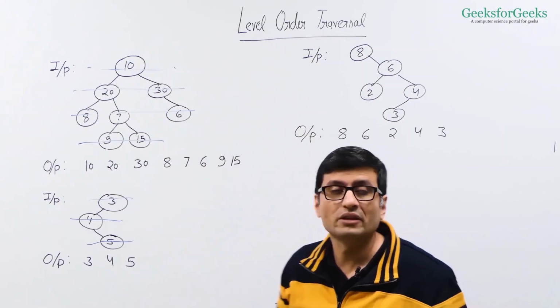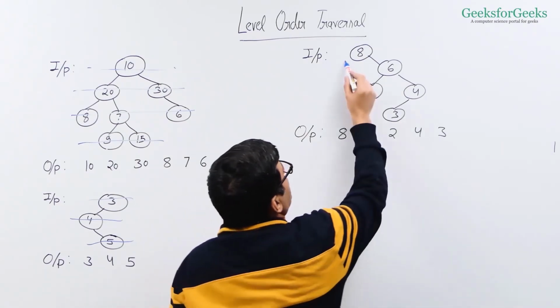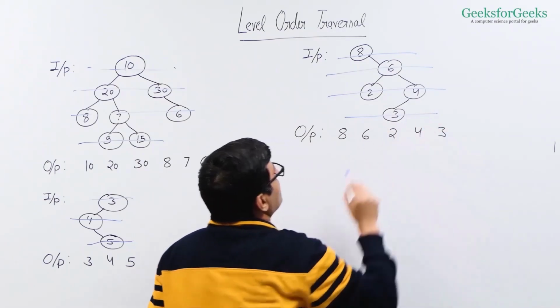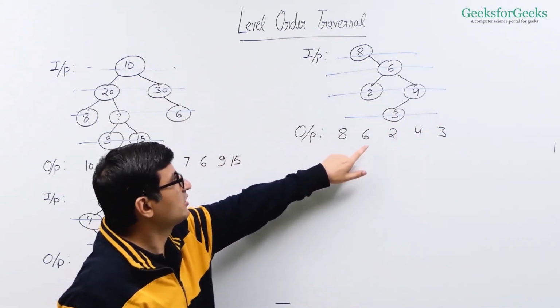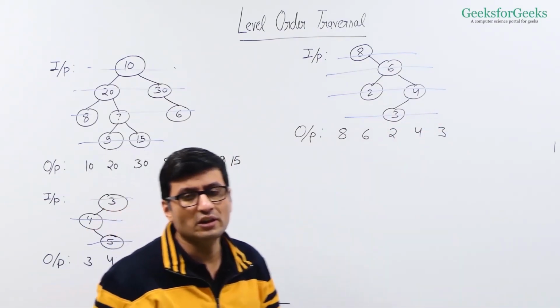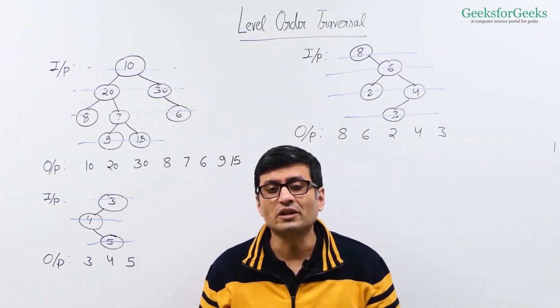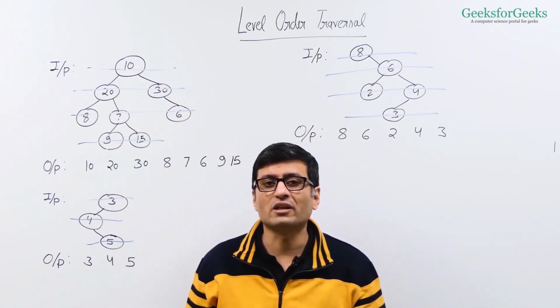In this tree, you will print this node, then this node, then these 2 nodes, then this node. So your output is going to be 8, 6, 2, 4 and 3. Now please pause this video and try to think of a solution that prints level order traversal and try to implement it.